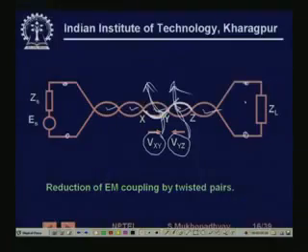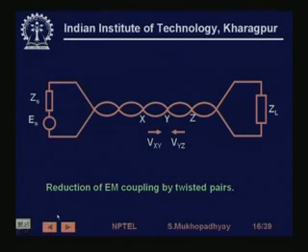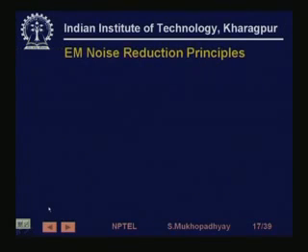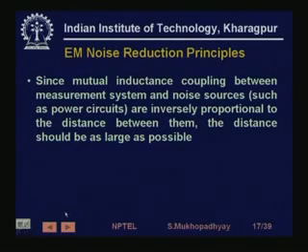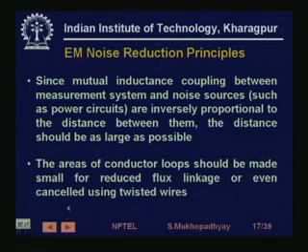So this is one of the tricks that one can do, and the other one is that we can use current sources. The other rule is that you must keep as much distance as possible from these sources of interference, because the coupling strength is going to reduce with the distance. So the distance should be as large as possible, and areas of conductor loops should be made small, and they can maybe even be cancelled.